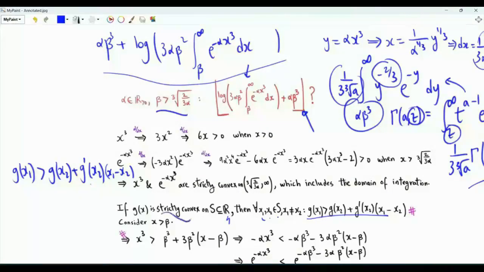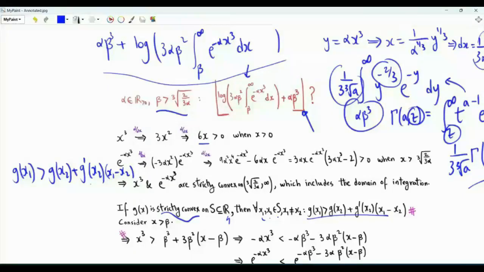We can check whether a function is strictly convex by examining the second derivative, assuming that the function is twice differentiable. If the second derivative is strictly positive on a set S, then the function is strictly convex on that set. Here we have two functions of interest. Both are strictly convex. X cubed: the first derivative is 3x squared, the second derivative is 6x, which is strictly positive when x is strictly greater than 0.